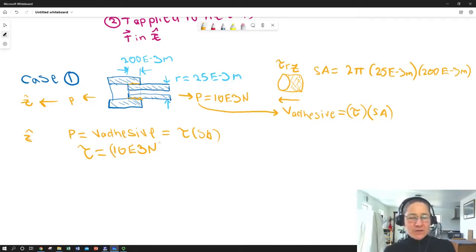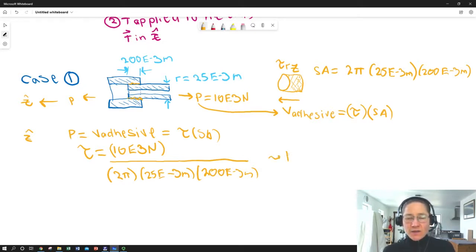So we have tau is equal to our applied force divided by our surface area, which better have area units, so 2 pi r: 25 times 10 to the minus third meters, which is our radius, times our length along for the adhesive bond, times 10 to the minus third meters. So we have newtons per meter squared, so this should give us a value in pascals. I won't go through the calculator punch, but you can do that if you're interested, and check it if the book has an answer. But that's the approach for our case 1.